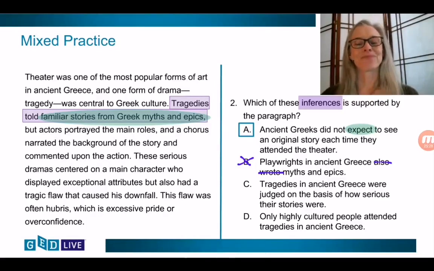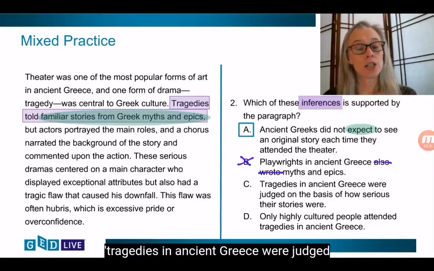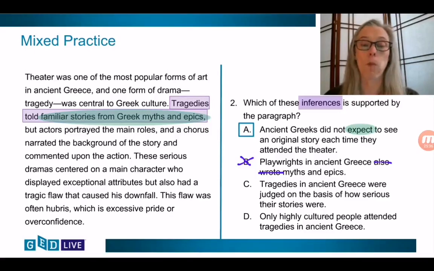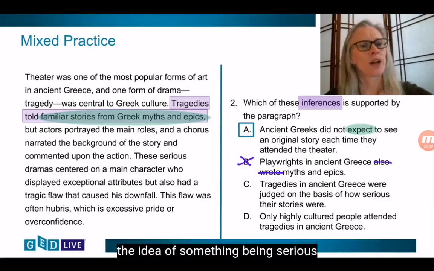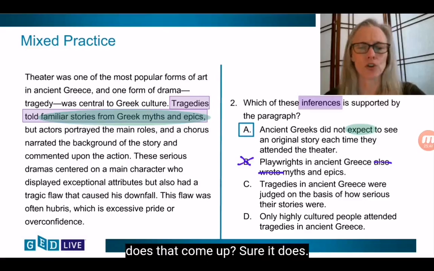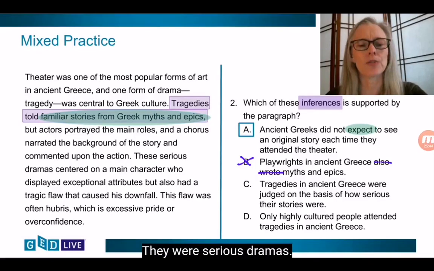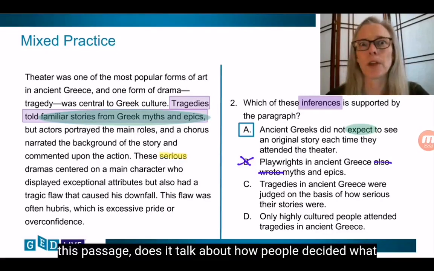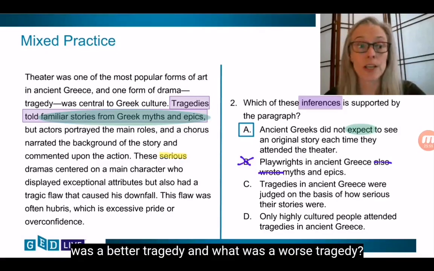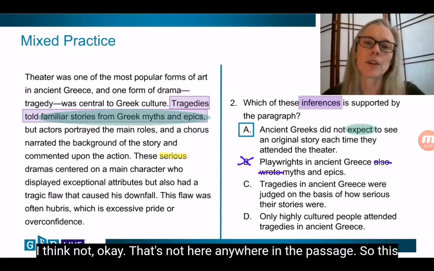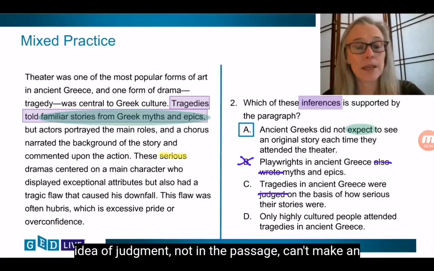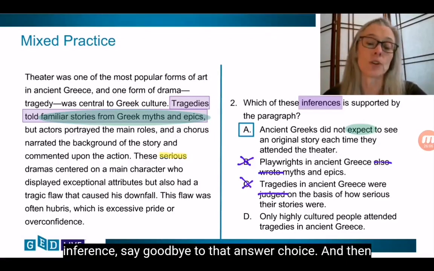Answer choice C. Tragedies in ancient Greece were judged on the basis of how serious their stories were. So again, the idea of something being serious, does that come up? Sure it does. They were serious dramas. But the idea of judgment, does that come up? Anywhere in this passage does it talk about how people decided what was a better tragedy and what was a worse tragedy? I think not. That's not here anywhere in the passage. So this idea of judgment, not in the passage, can't make an inference. Say goodbye to that answer choice.